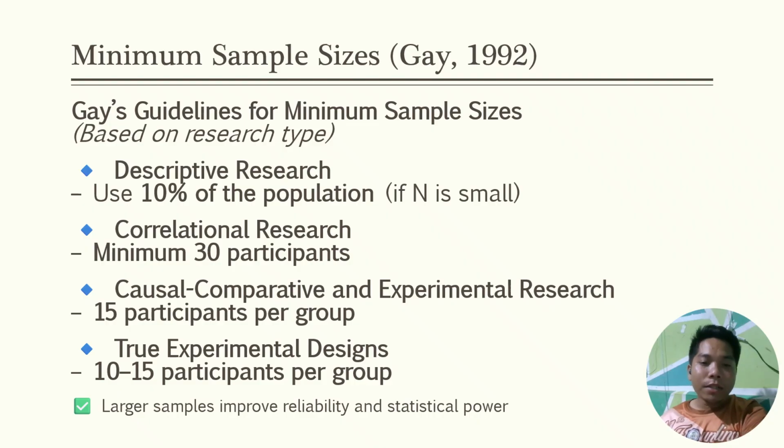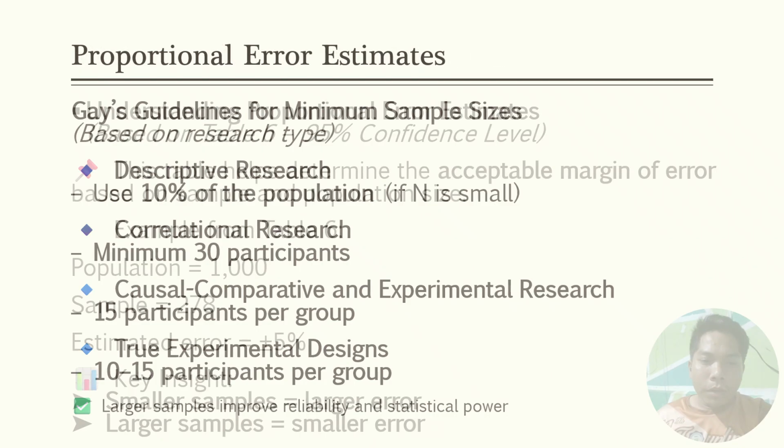And note that larger samples improve reliability and statistical power. So you do not want your sample to be as low as 10% of the population for descriptive research, as much as possible. You need to have a much higher percentage to have more reliable and more powerful statistical results later.